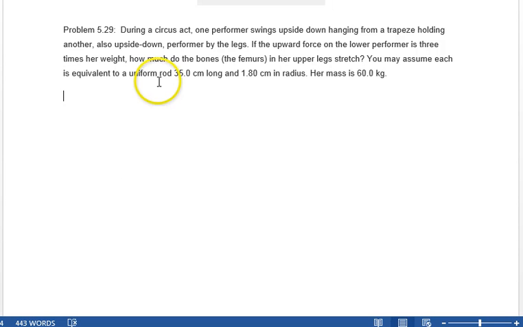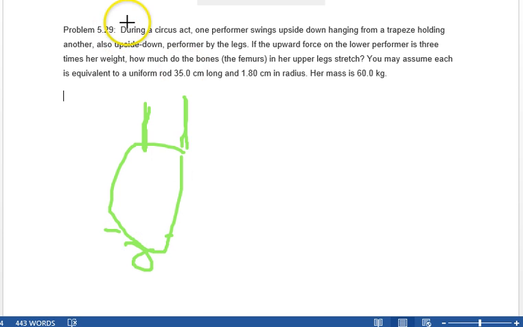Okay, Chapter 5, Problem 29. During circus acts, we have this performer that's swinging upside down by their legs. And so their legs, their femur, right? Femur, body, arms, head. All right, I'm not an artist. So their legs, the femur, is experiencing a force that is 3 times her weight. How much do the bones in the femurs and the upper leg stretch?